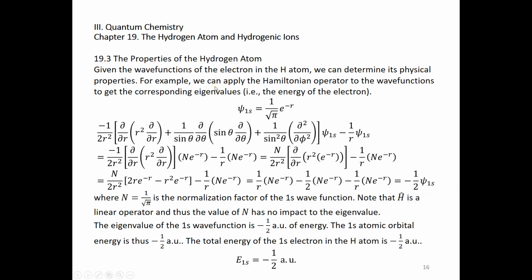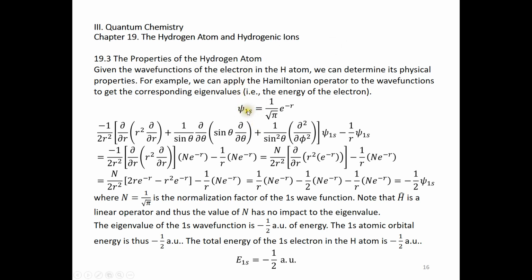Chapter 19, the hydrogen atom and the hydrogenic ions. Section 19.3, the properties of the hydrogen atom. Given the wave functions of the electron in the hydrogen atom, we can determine its physical properties. For example, we can apply the Hamiltonian operator to the wave functions to get the corresponding eigenvalues. Those eigenvalues are the energy of the electron.